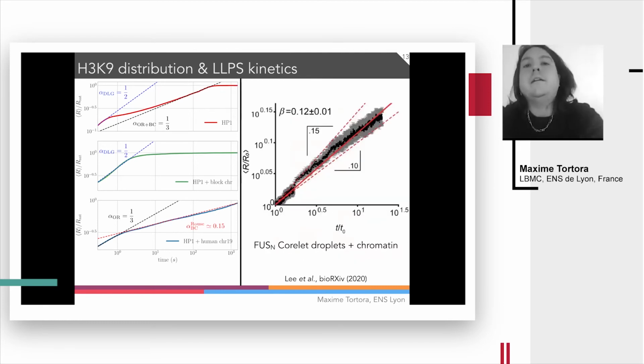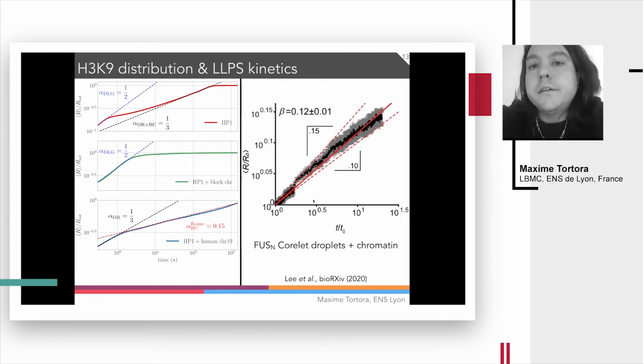Now, interestingly, a growth exponent very close to 0.15 has been recently observed experimentally in vivo for a slightly different system of engineered corelate proteins, which tend to exclude chromatin rather than colocalize with it. So this would suggest that this 0.15 value could actually quite generally arise from the interplay between LPS and chromatin mechanics, regardless of the precise nature of chromatin-protein interactions.